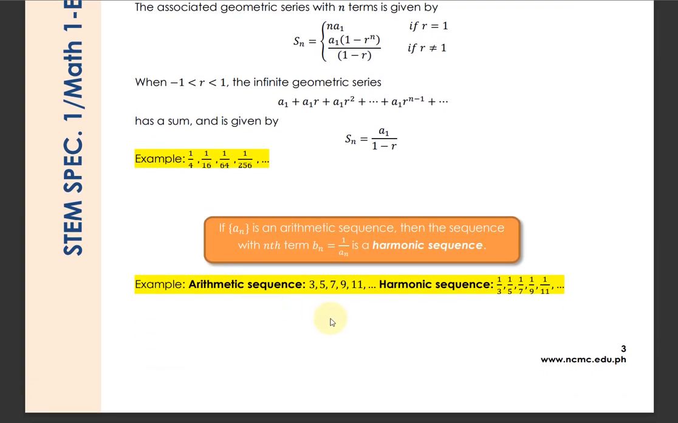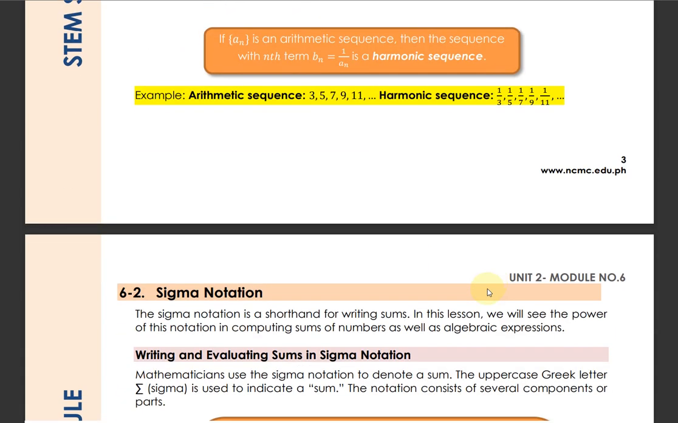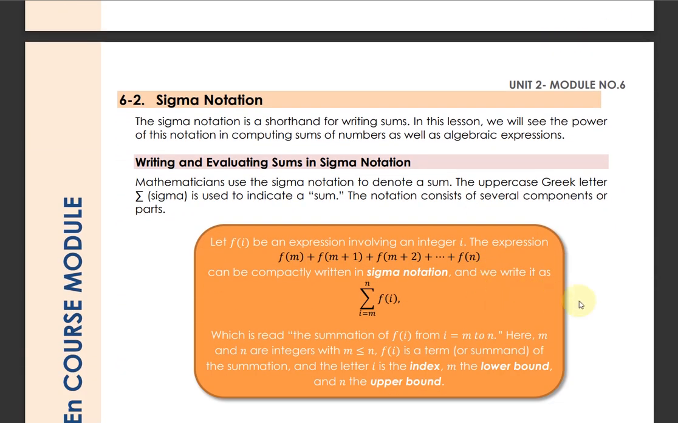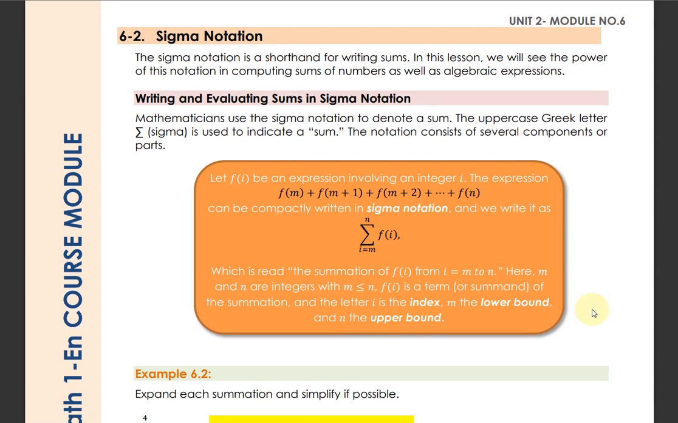And lastly is the harmonic sequence, which is just the inverse of our arithmetic sequence. If we have 3, 5, 7, 9, 11 as your arithmetic sequence, then its harmonic sequence is just equal to 1/3, 1/5, 1 over 7, 1 over 9, and 1 over 11. Okay, and for the sigma notation, just a short recap that it is very important so that we minimize the labor in writing the sums of the numbers.